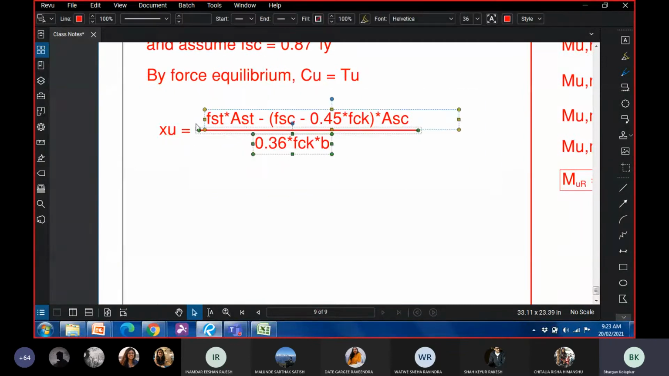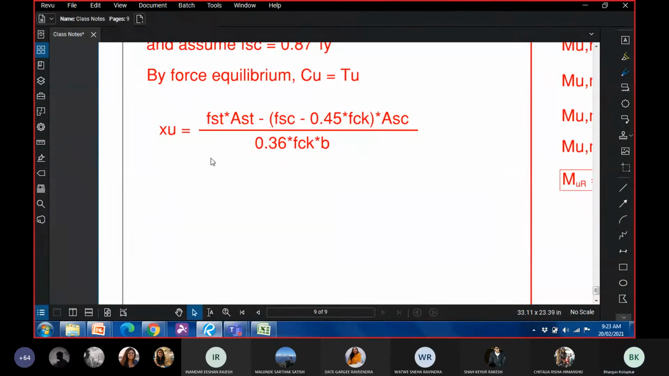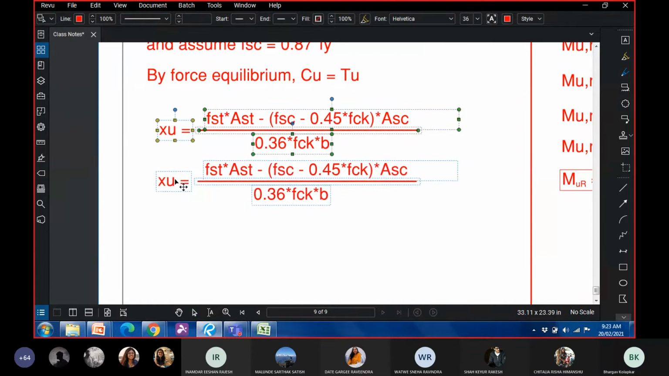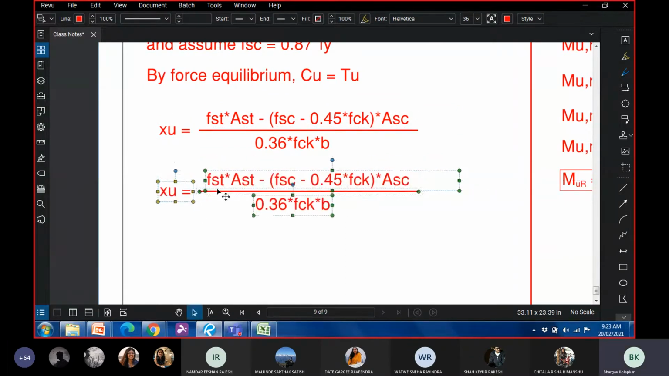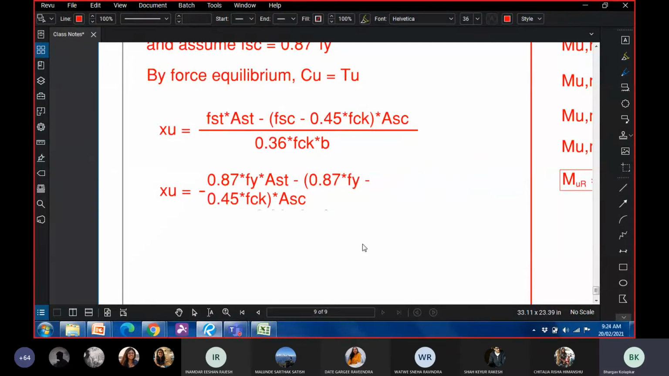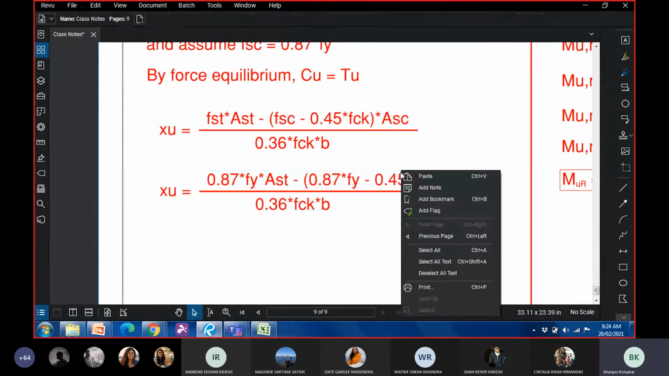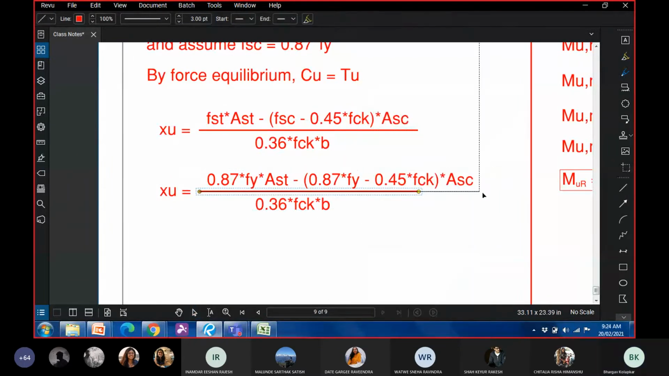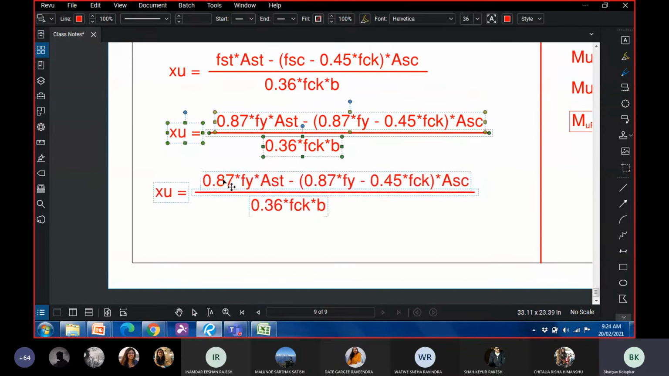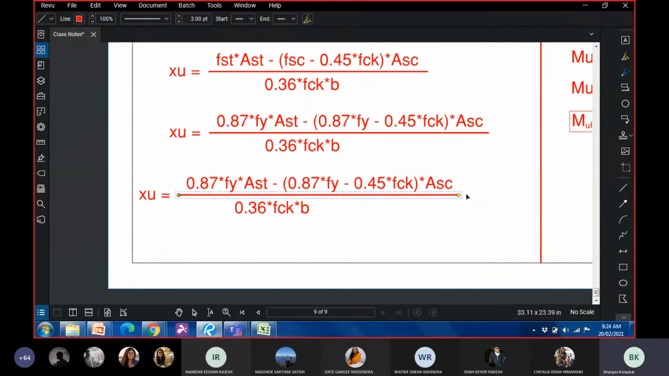Now, with our assumptions, what we can write is FST is 0.87 times FY because we have assumed the section to be under reinforced. And FSC as well, we can write as 0.87 times FY because this is something that we have assumed. Okay, so now we'll just plug in all the values. Someone will have to calculate this quickly for us.